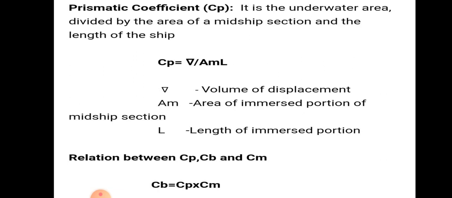Prismatic coefficient means it is the underwater volume divided by the area of the midship section and the length of the ship. CP is equal to delta divided by AM into L. That means volume of displacement divided by the area of the immersed portion of the midship section into the length of the immersed portion. So the relation between CP, CB and CM is: block coefficient is equal to prismatic coefficient into midship coefficient. CB equals CP into CM.